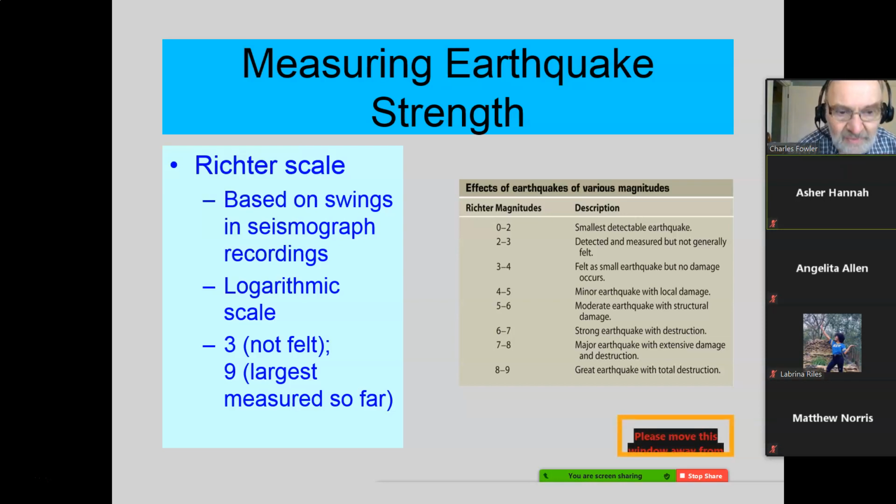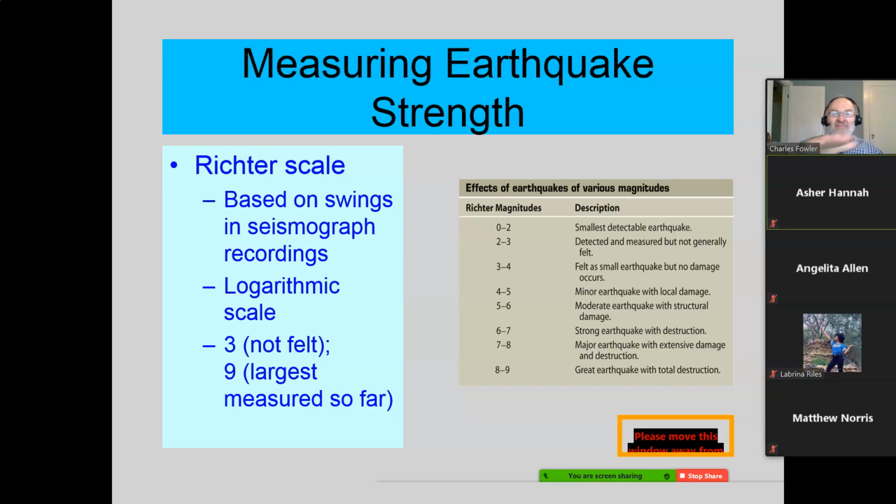4 to 5, minor earthquake with local damage. 5 to 6, moderate earthquake with structural damage, not just little cracks and things, but actually foundations move. 6 to 7, very strong earthquakes with destruction. 7 to 8, major earthquakes with extensive damage and destruction. 8 to 9, a huge earthquake, basically total destruction, and that probably corresponded sort of with the 12 on the Mercalli scale.